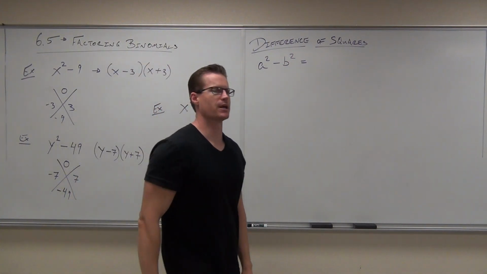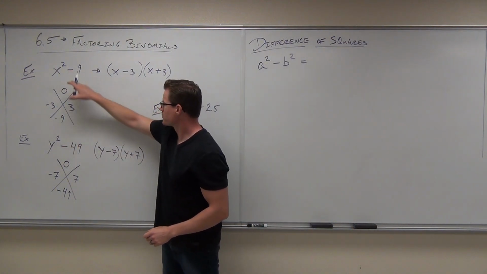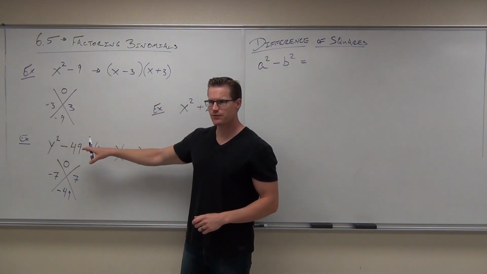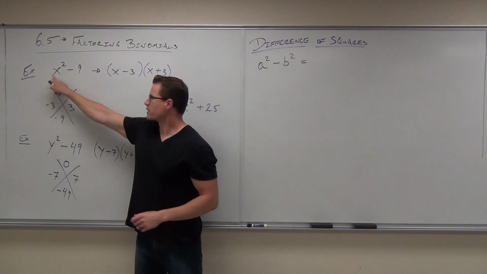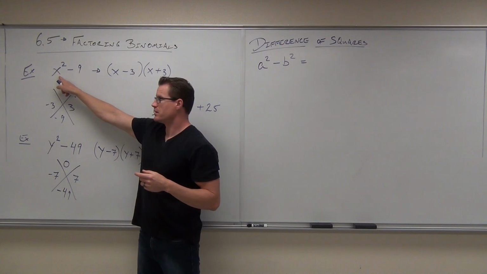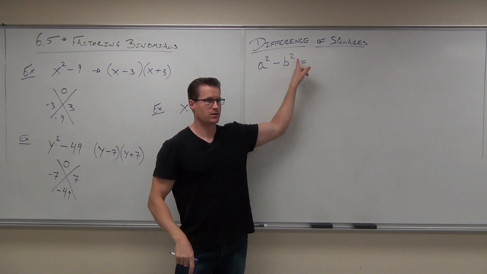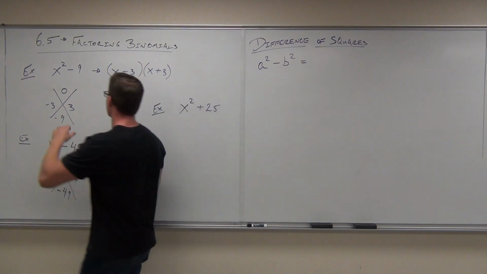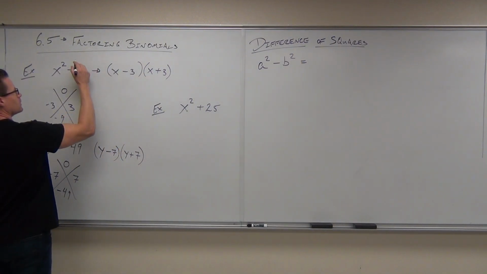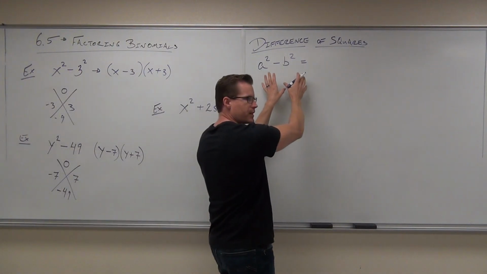I'm going to show you something right now: both of these fit this pattern. Do you see that it fits this pattern? Here's x squared, here's a. It's just saying, hey, you have something squared. That's something squared. Now, can you write 9 as something squared? Sure. Instead of having 9, what could I do? This is this pattern.